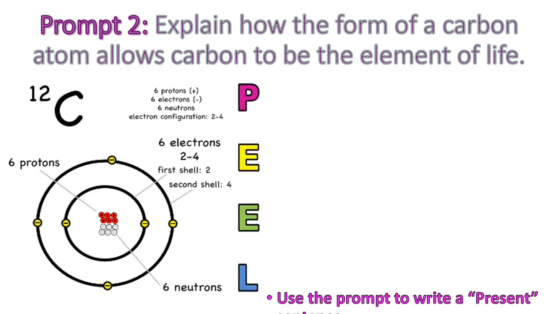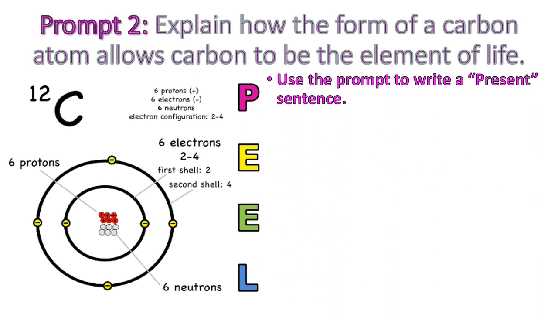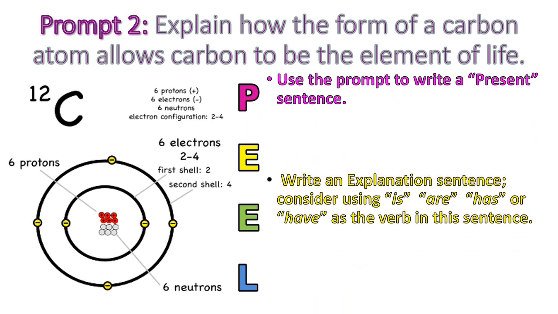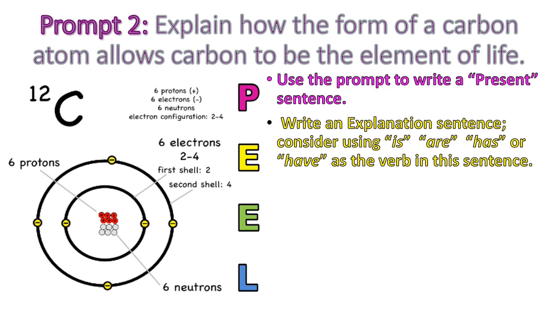And what are we going to do? Use the prompt to write a present sentence, write an explanation sentence, consider using is, are, or has or have. Has, have, if you want to describe the atom, use has, have. You're going to be stating some of its characteristics. Is, are, this equals that, or this has that. Those are excellent ways to make an explanation.